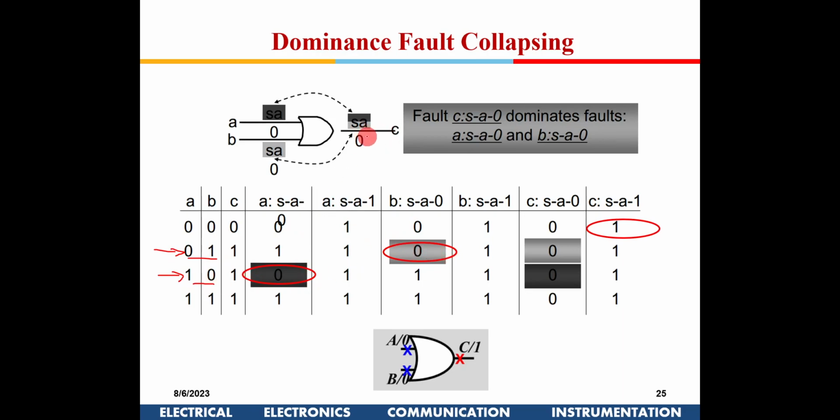And if the output is stuck at 0, either of these test vectors is good enough. So I can say that C stuck at 0 is dominating A stuck at 0 and B stuck at 0. It is dominating these two.